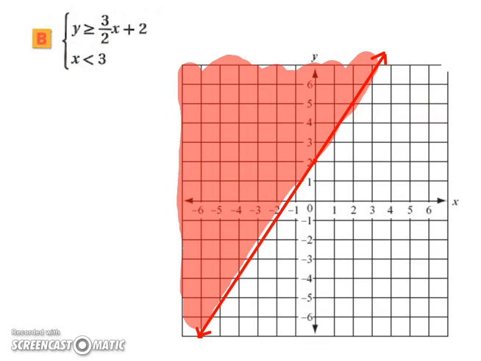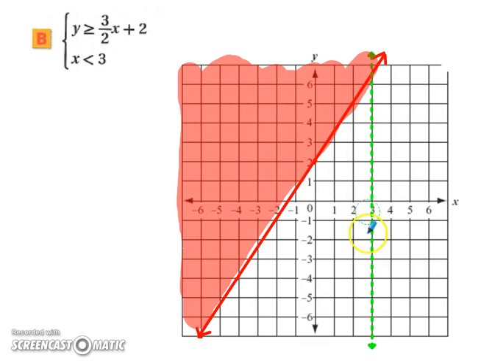So this one doesn't have a y. It's an x is less than 3. Well, how would you graph x equals 3? All of your x values would be on 3. So that's the same idea here, only because there's not an equal to, we want to make sure it's a dashed line. So we're going to draw a dashed vertical line at 3.